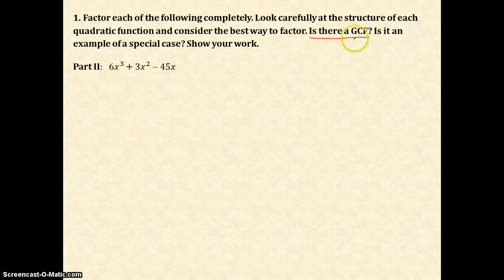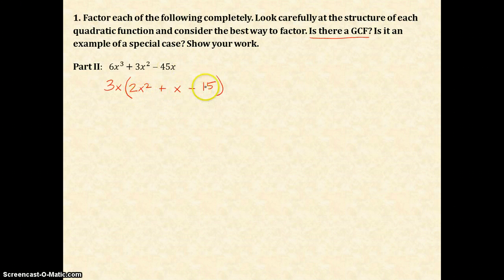Is there a GCF? Yes. 3 goes into all of the coefficients, and there's an x in each of the variables. So I can factor out a greatest common factor of 3x. And that leaves me with 2x squared. Notice if you multiply these back together, you get 6x cubed. Plus x, because 3x times x gives you 3x squared. Minus 15. Because 3x times negative 15 gives you negative 45x.